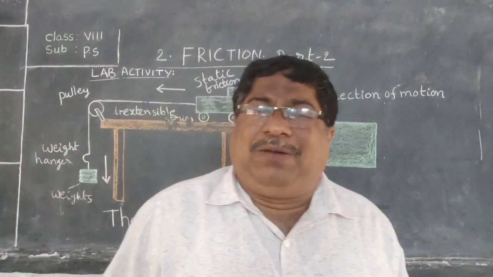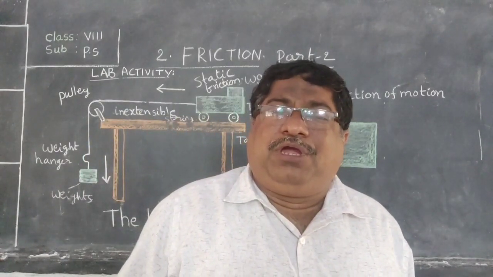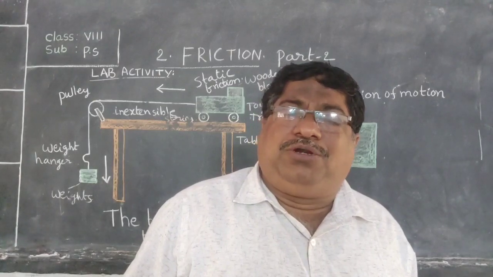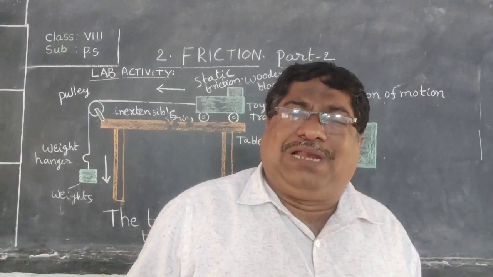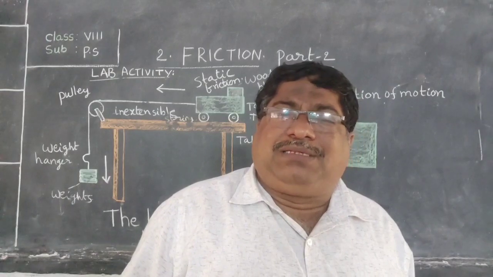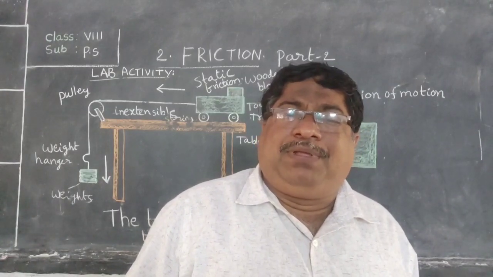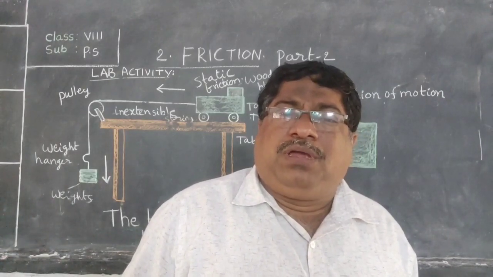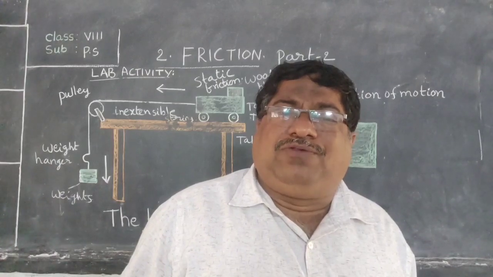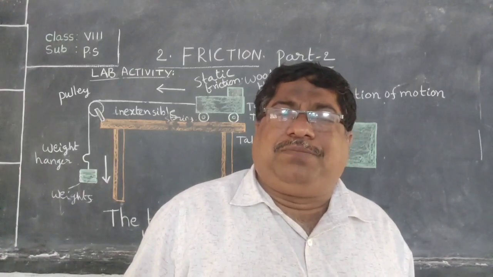So the friction present between the table surface and the trolley is called sliding friction, and the friction present between the block and the surface of the trolley is called static friction.